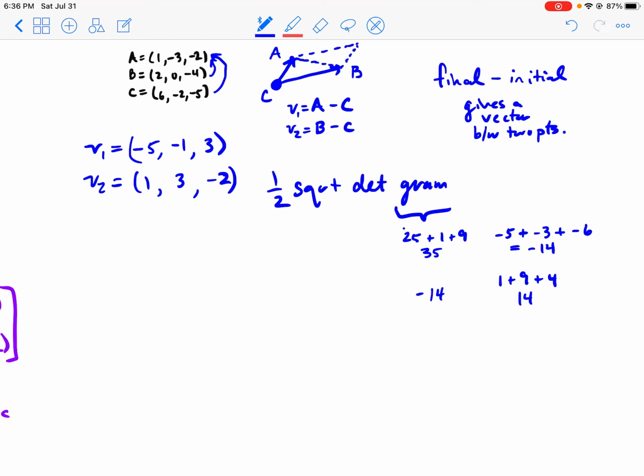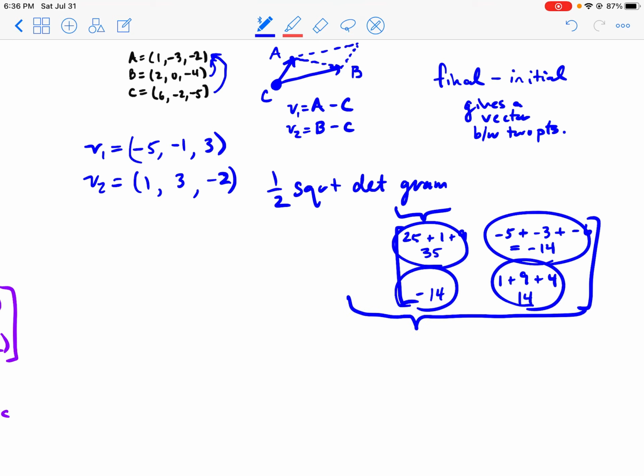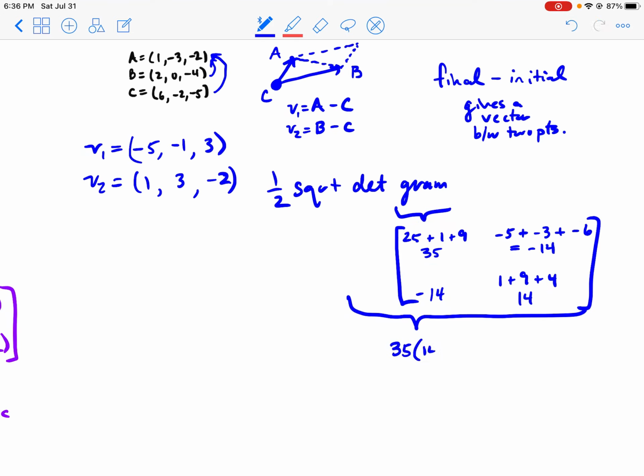So here's the Gram matrix. Now I take its determinant. That's this times this minus this times this. Okay, 35 times 14 minus negative 14 times negative 14, which I'll just write as 14 squared. Great. I really don't want to compute that number, so I'll just leave it like that. This is the determinant so far. And now I take 1/2 the square root of this number.